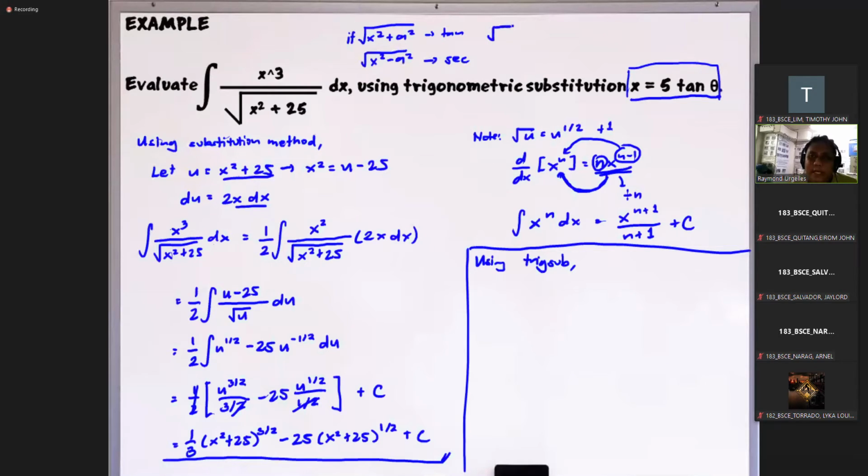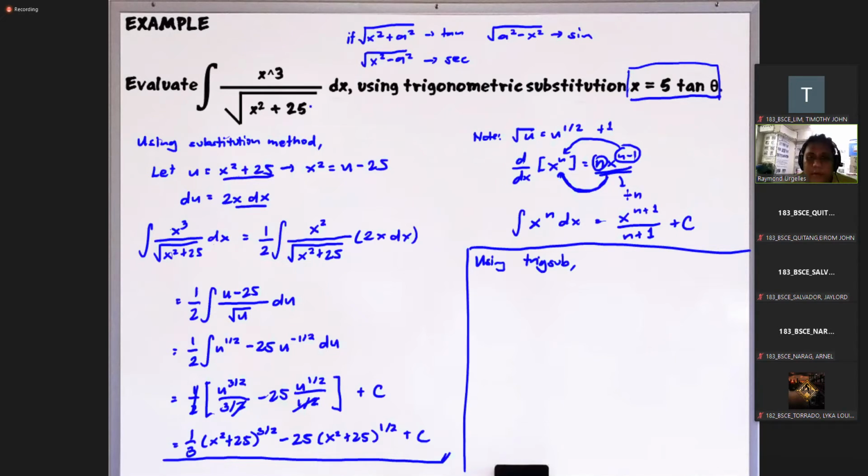Pag ang format naman sa atin ay square root of a squared minus x squared, ang gagamitin nyo dito ay sine. Okay? So yan yung trig sub natin. So nakadepende na lang dun sa value dun sa loob kung ano yung gagamitin natin, yung exact na gagamitin natin sa problem.